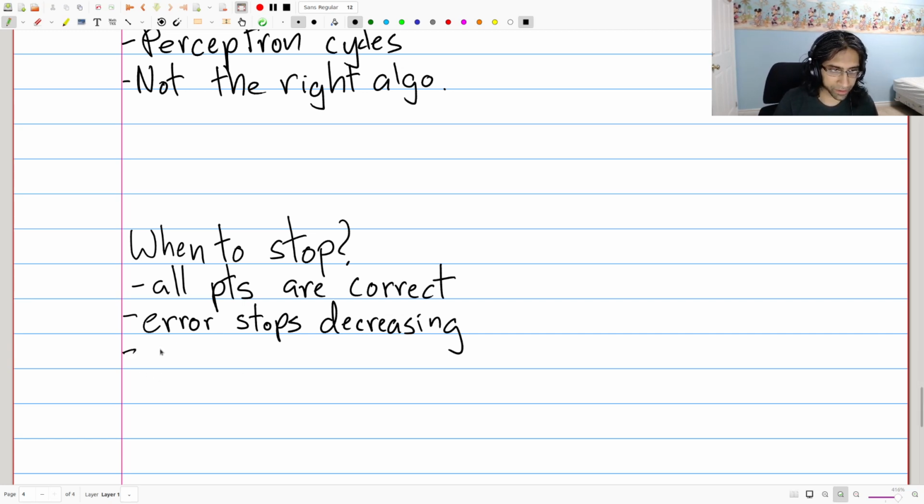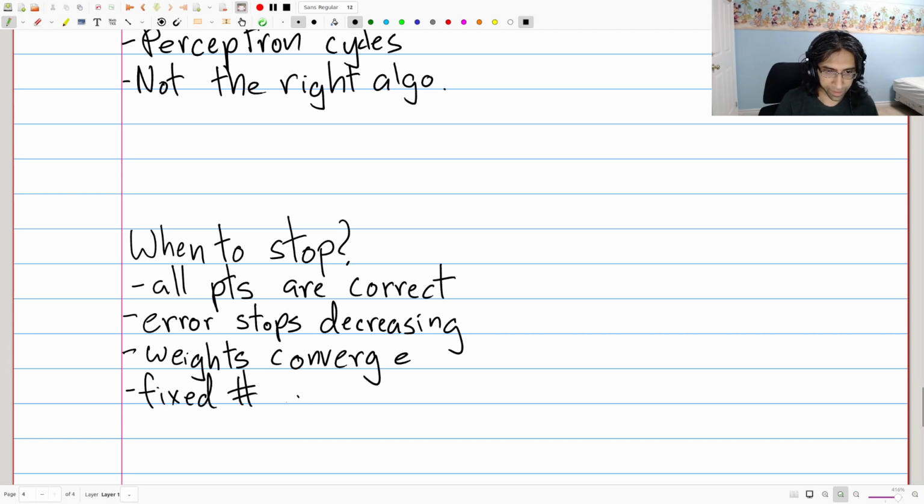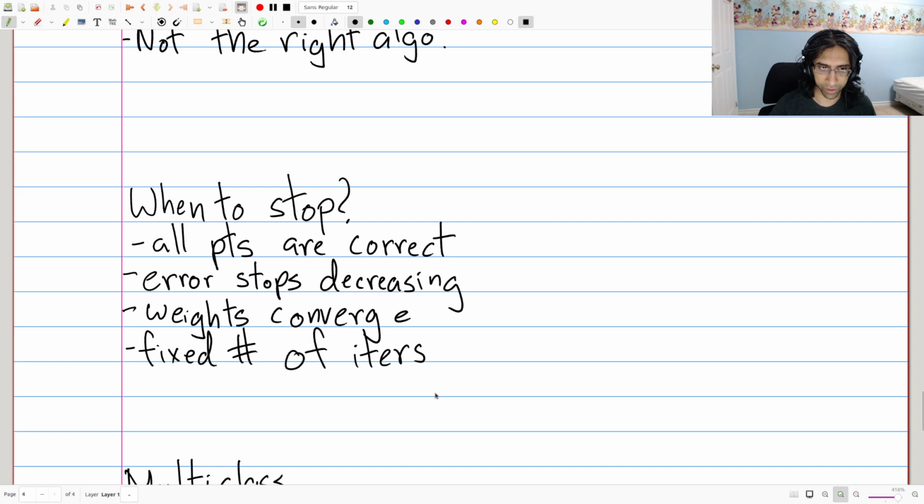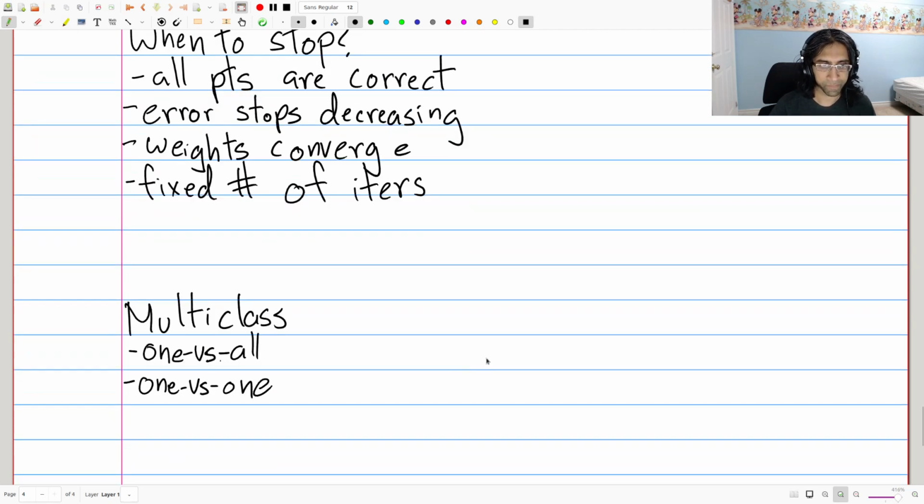And then another thing is when the weights converge, meaning that you do some updates and it doesn't really change much. So these are all valid times to stop. And also maybe you have a fixed number of iterations. Say we're going to run it 100 times, and whenever that's done, then we stop. So these are all reasonable ways to choose when to stop for Perceptron.